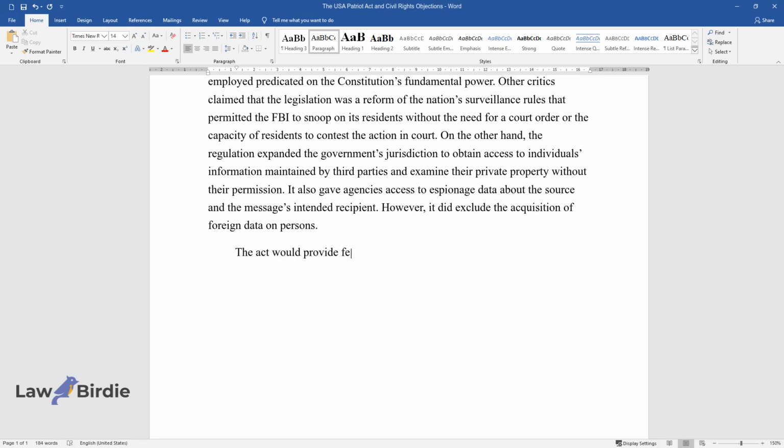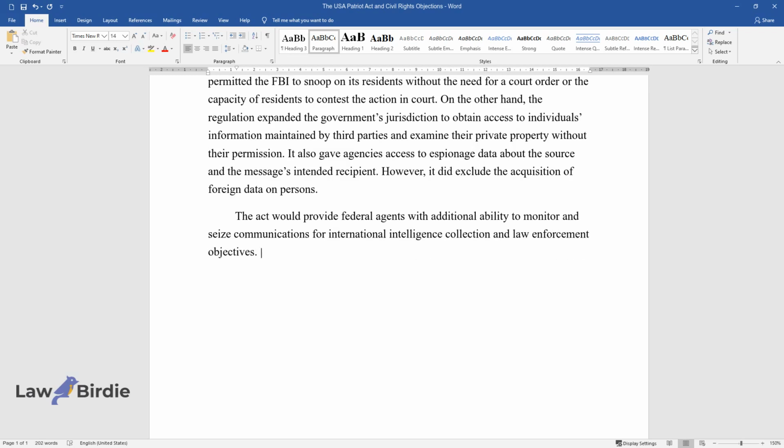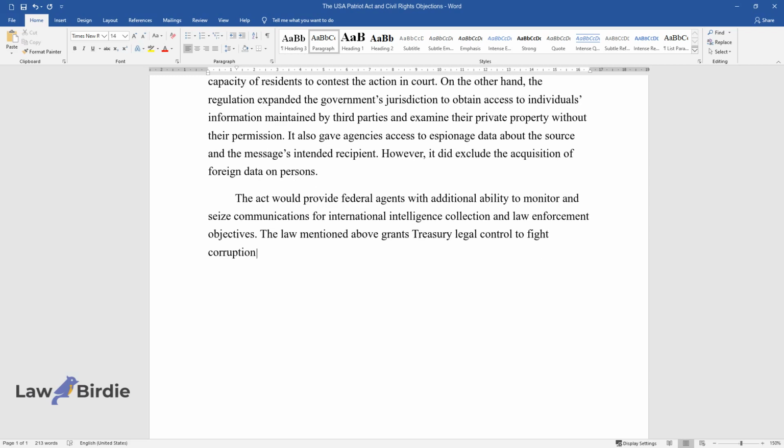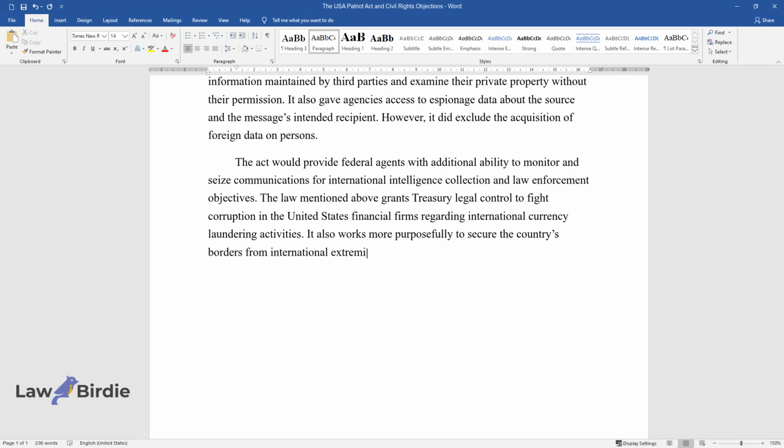The act would provide federal agents with additional ability to monitor and seize communications for international intelligence collection and law enforcement objectives. The law grants Treasury legal control to fight corruption in United States financial firms regarding international currency laundering activities. It also works more purposefully to secure the country's borders from international extremists and apprehend and eliminate those already within the nation.